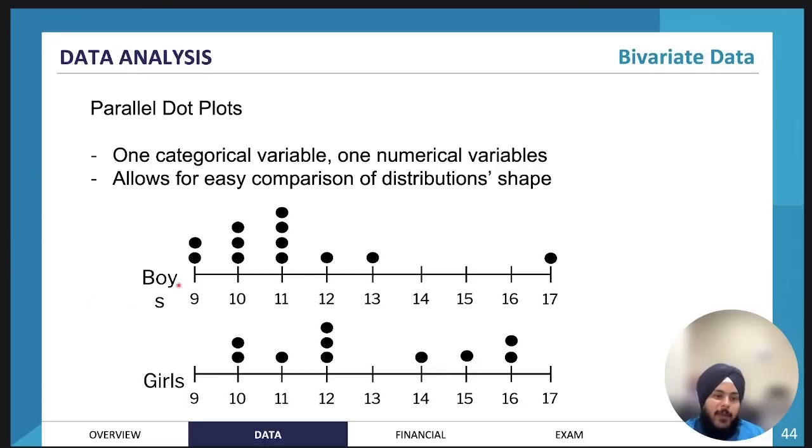Let's just say we're trying to compare the number of hours spent by students in a particular subject doing their homework over the week. We're going to look at boys and girls separately, and then we can compare. On average, girls spend more time doing their homework over the week as opposed to boys. So this is what parallel box plots are really good for.